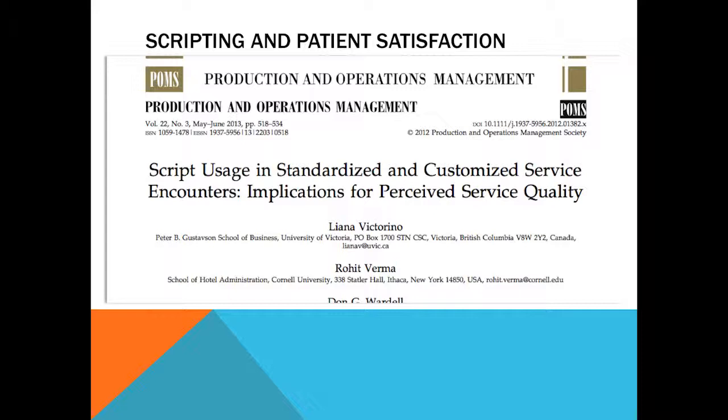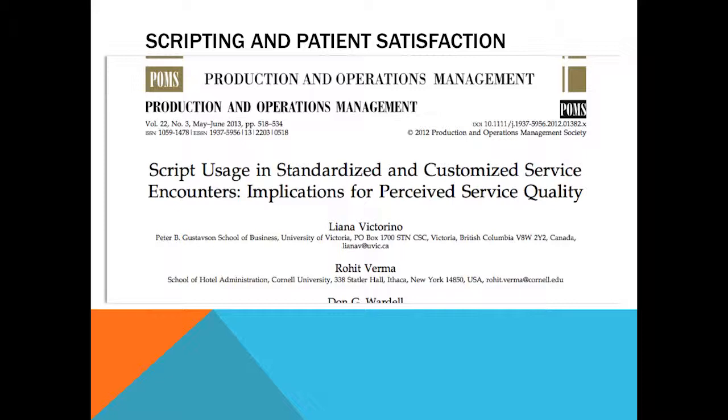Now, where the study falls short is the script usage deals entirely with spoken verbal scripts. It has nothing to do with behavioral scripting. So if someone is to hold the door, or if someone is to bow, let's say, those are behaviors. Behaviors are things we do. This study stops short of that.